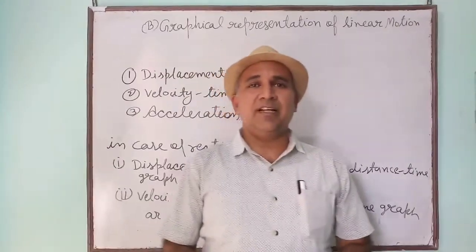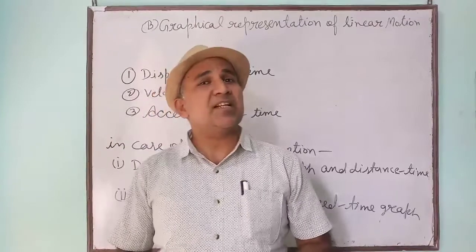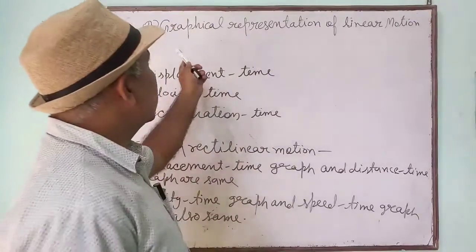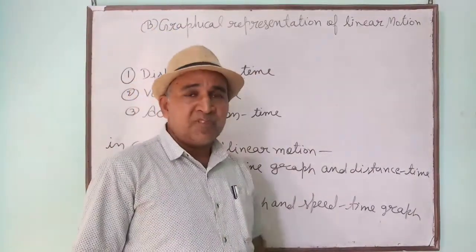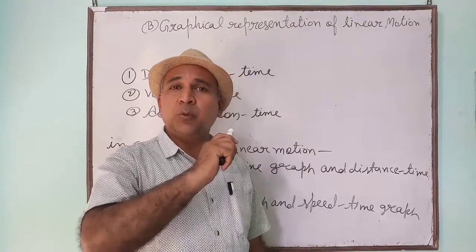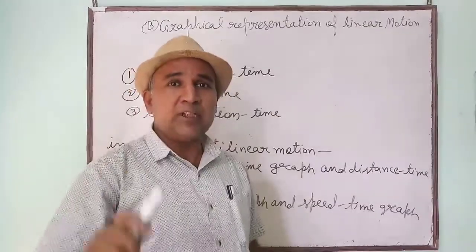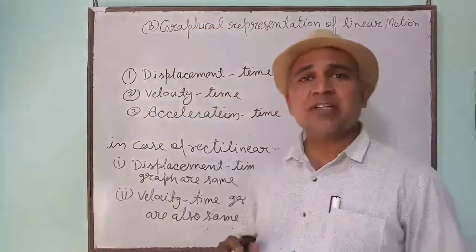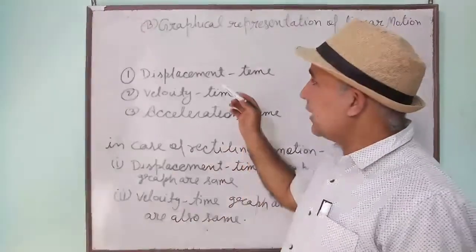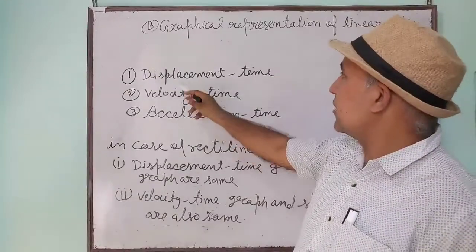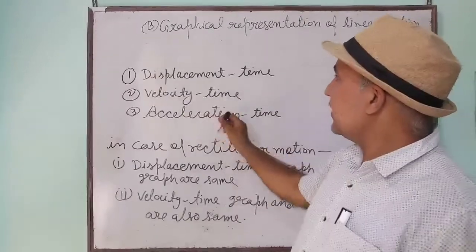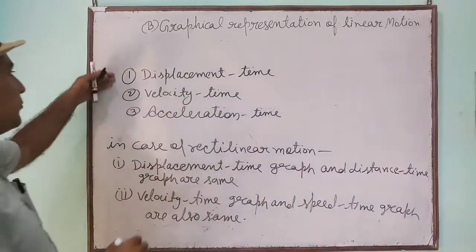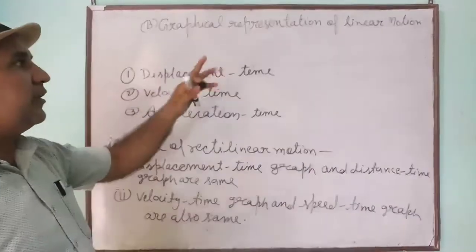Okay children, we have completed the first section of second chapter. We have done the numerical also. Now we are going to start second section, graphical representation of linear motion. We know that linear motion means motion in a straight line. Motion in a straight line means motion in one dimension. So children, motion in one dimension or rectilinear motion can be studied well by these graphs: displacement time graph, velocity time graph, and acceleration time graph. With the help of these graphs we can understand well the linear motion.